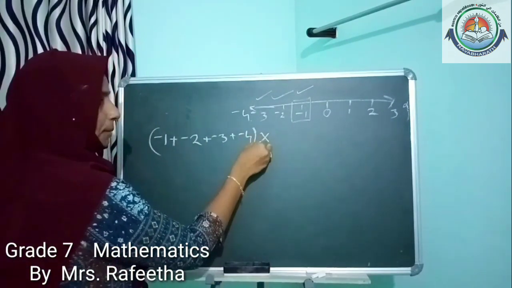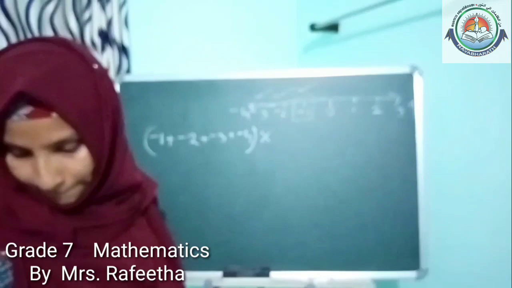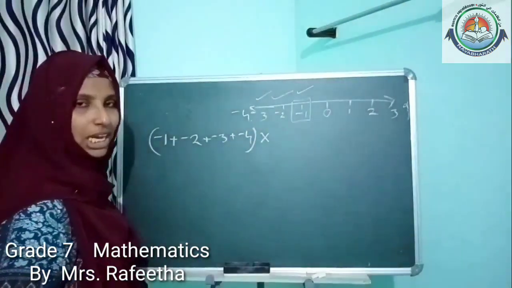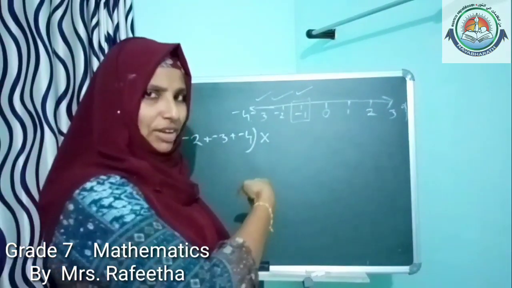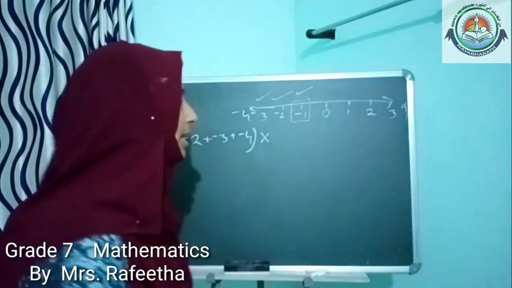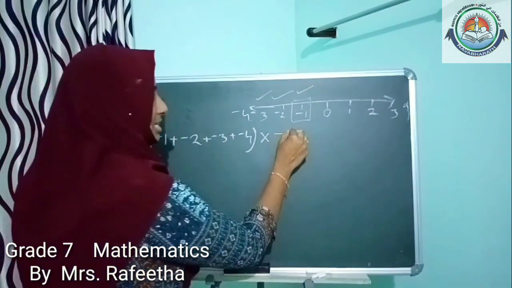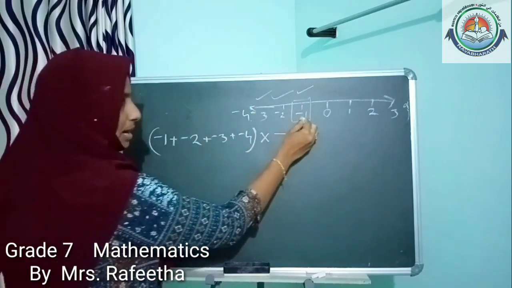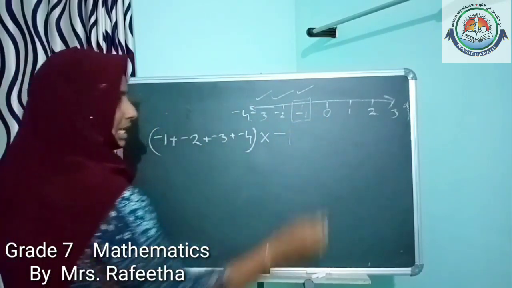Okay, this is multiplied by the greatest negative number. Which is the greatest negative number? Now itself I said that. Which is the greatest negative number? Yeah, minus 1. So, minus 1 is the greatest negative integer. This is the first 4 negative integers. Minus 1 is the greatest negative integer.